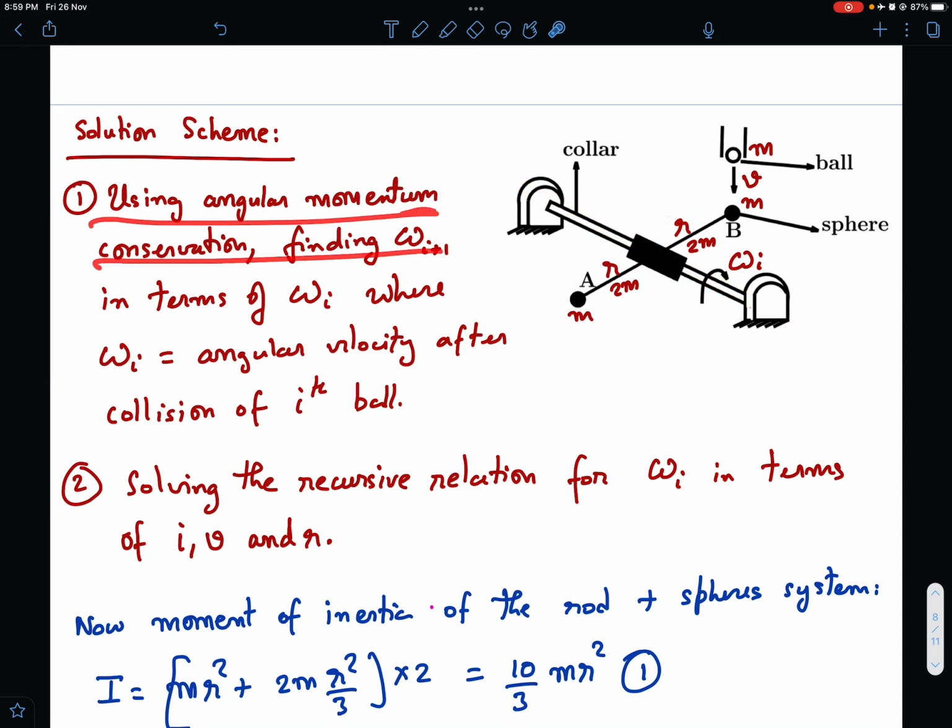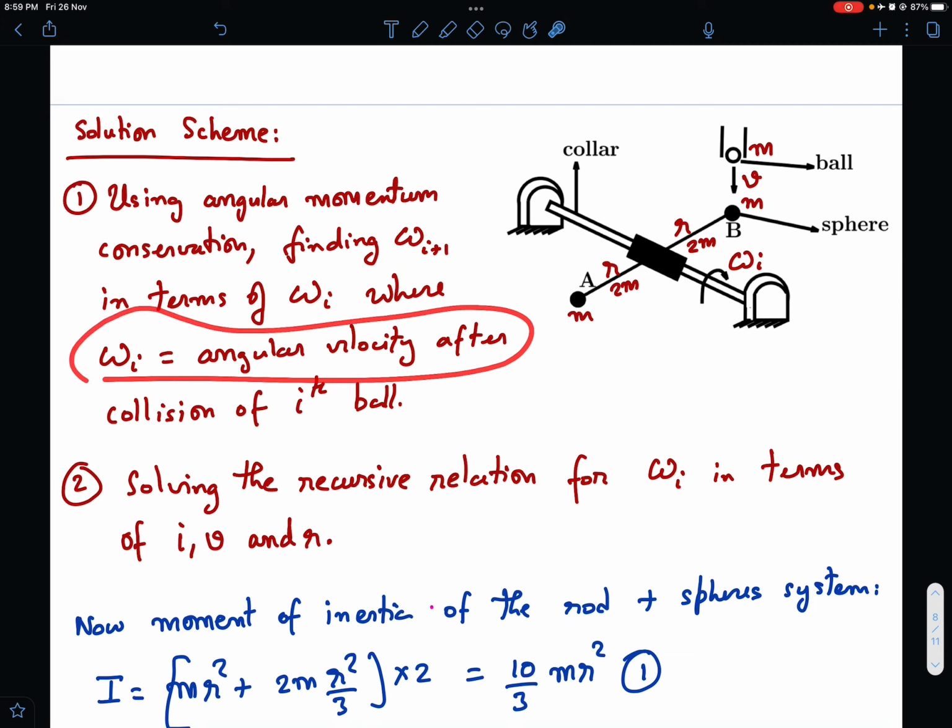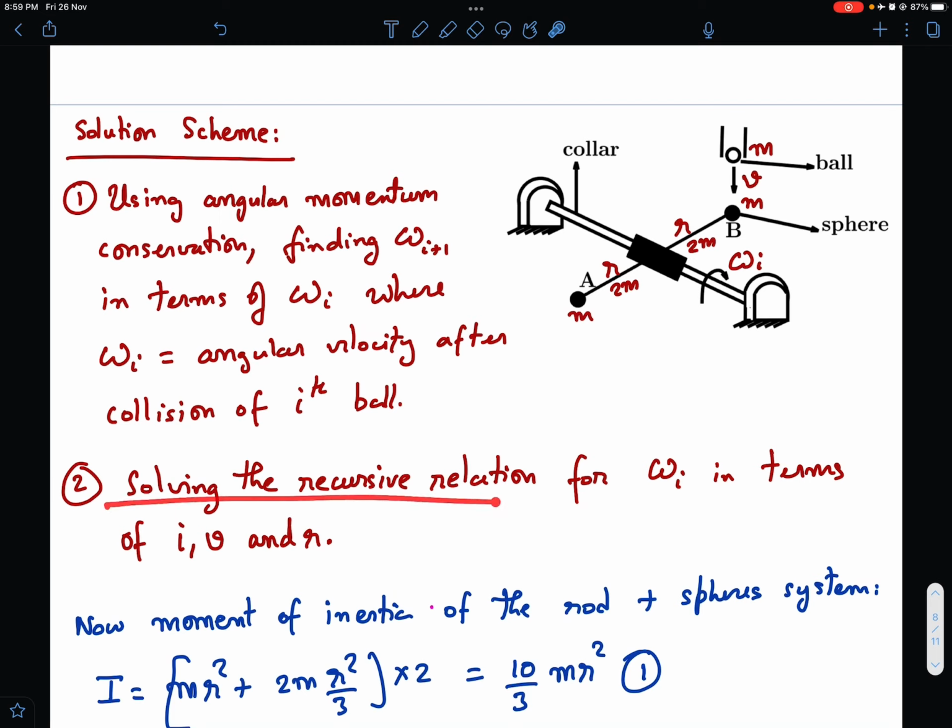Using angular momentum conservation, we will find omega i plus 1 in terms of omega i. So what is omega i? Omega i is the angular velocity after the collision of the ith ball. We will try to get a recursion relation between omega i plus 1 and omega i, and then we will solve the recursive relation for omega i in terms of i, v and r. So let's get into the process. Now, what is the moment of inertia of the system?